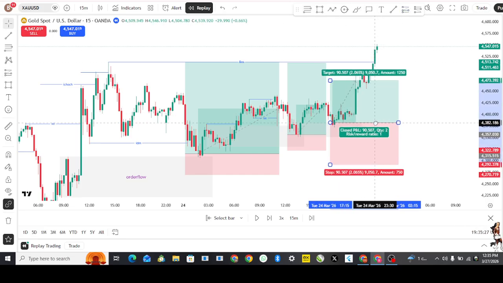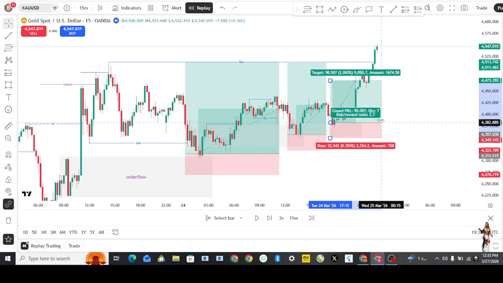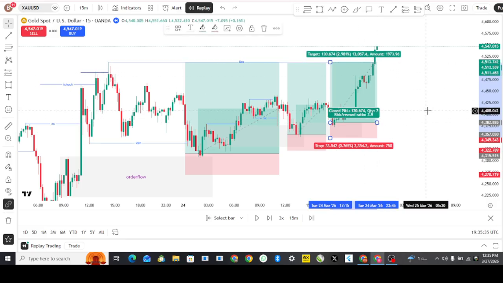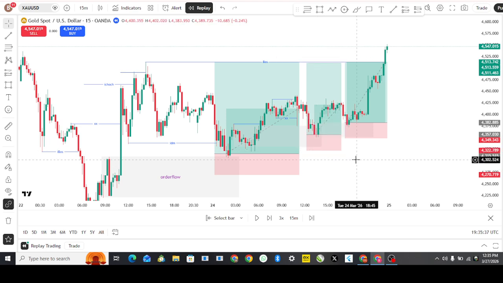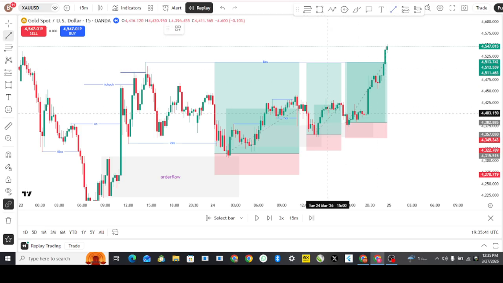See that before we get to our target here, the market has presented 3 opportunities for us. Are you getting it? Why do we make use of those opportunities? We have the sweep of this high, then we have a sweep of this low, which gives us inducement again.